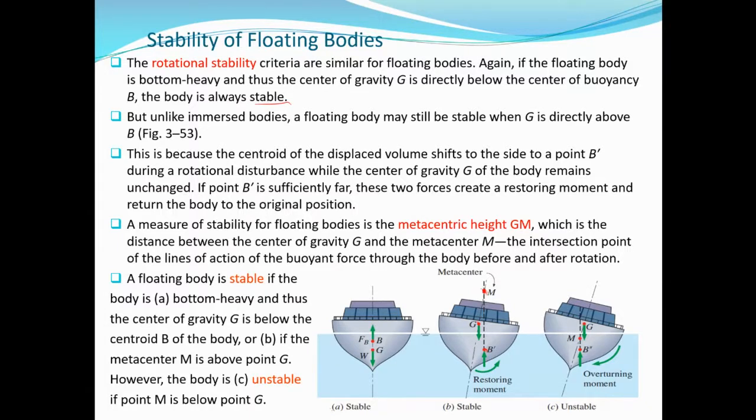A floating body is stable if the body is bottom heavy, and thus the center of gravity is below the centroid B of the body, like in the first case, or if the metacenter M is above G. If the metacenter is above G, it is also stable. Or we can say if GM is positive, although we are going to mention in this case, GM is greater than 1. That is positive, because GM here is positive. But when GM is negative, it is unstable. That is less than 1. This is stable, this is unstable.